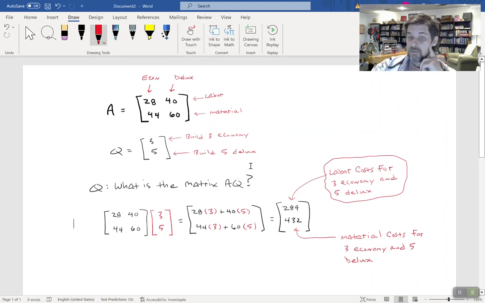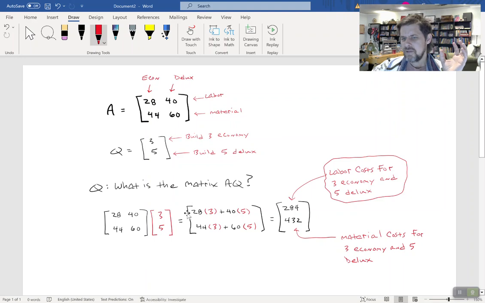So here I've written matrix A and here I've written matrix Q, and this is how you'd multiply them together. Now, I've made other videos to address matrix multiplication, but I've got to pick this column up and lay it on top of that one. That's why I do 28 times 3 plus 40 times 5. You see that? And then I pick this column up and lay it on top of that one. And that's why I get 44 times 3 plus 60 times 5. That's the pattern of matrix multiplication.